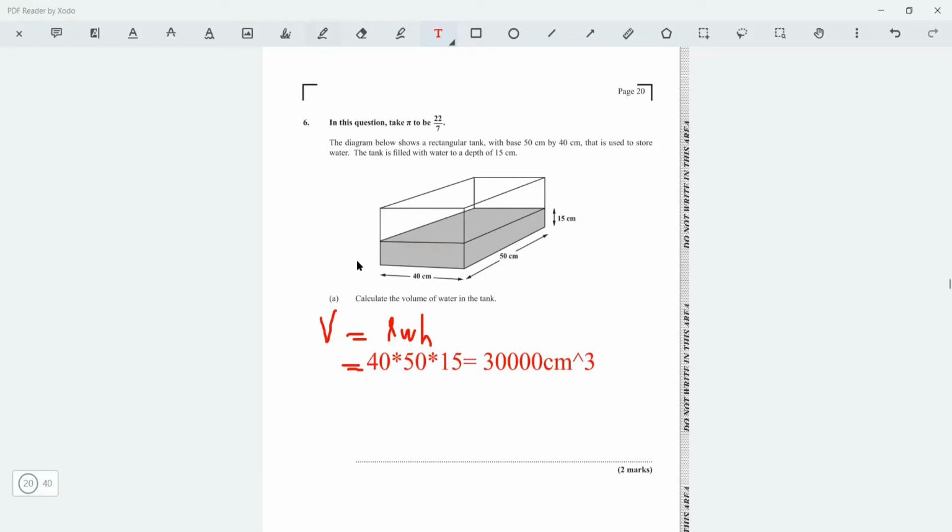Now that we get that this is the volume, 30,000 cm cube, we're good. Nice.